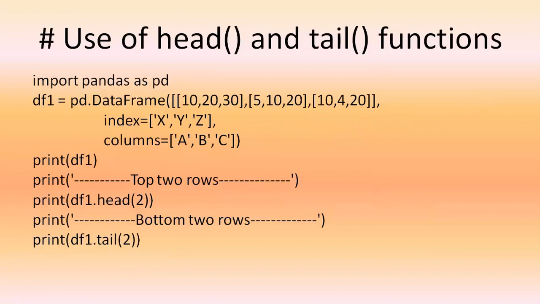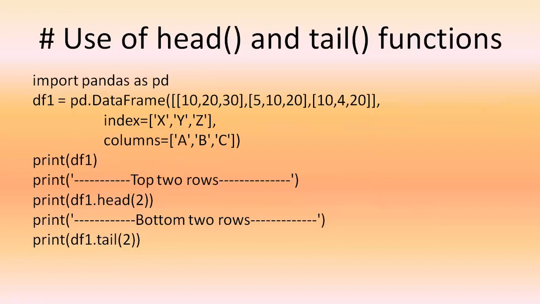Now, use of head and tail function. You will see what is the head function, what is the tail function. The head function simply is used to display top 5 rows from a data frame. Suppose you have 10 rows in a particular data frame, and when you use the head function, simple head, then it will display the first 5 rows. Tail function will display the last 5 rows.